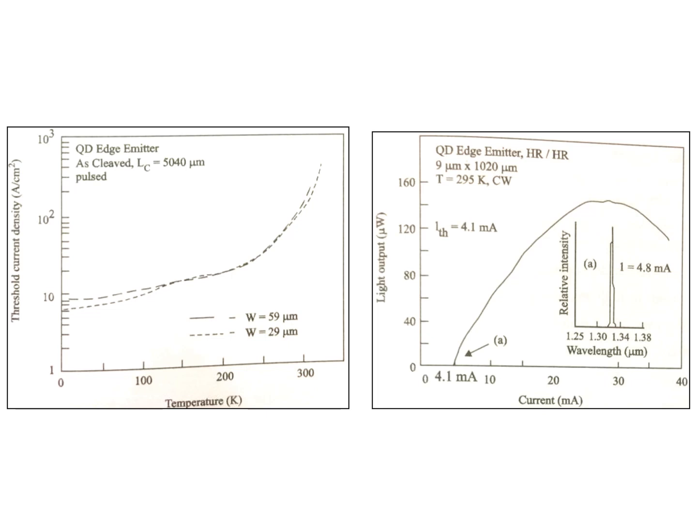Now you can see in the picture on the right hand side, the graph is drawn between current and light output. So you can see the threshold current being shown. For this system, the threshold current is 4.1 milliampere. Now you can see the light output is not simply one point.